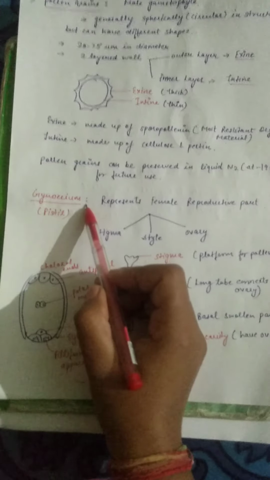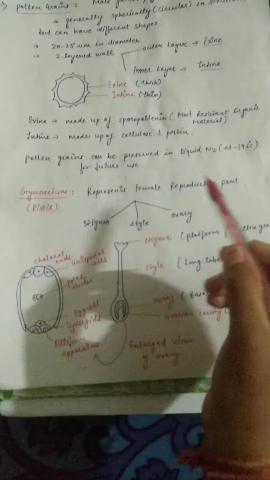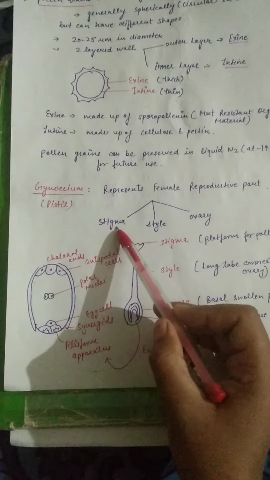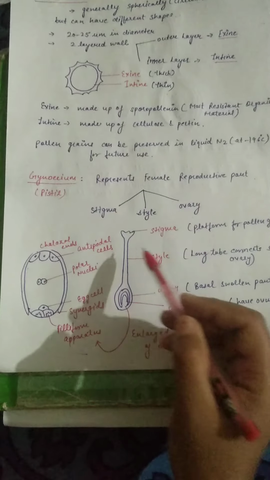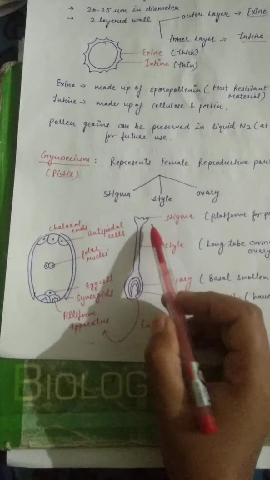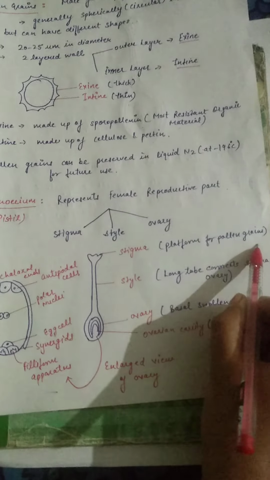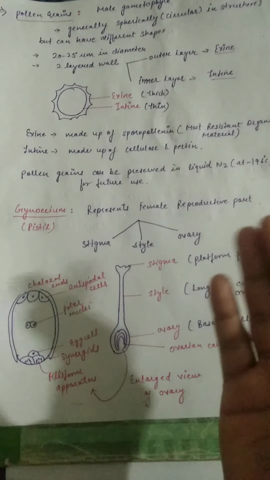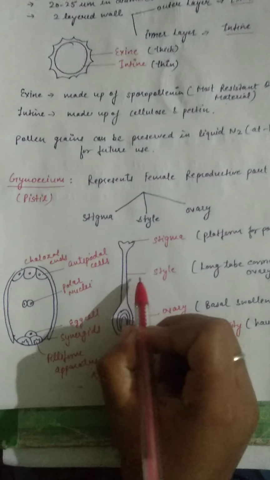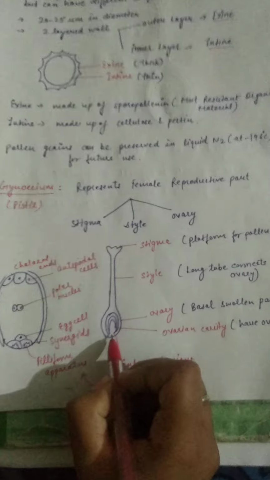Next, the gynoecium. It is also called the pistil, and it represents the female reproductive part of a flower. It has three parts: stigma, style, and ovary. Stigma is the upper part of the gynoecium. The stigma is also known as the platform for pollen grains. Pollen grains are shed from the male part onto the stigma. Next, the style. It is a long tube which connects the stigma and ovary.